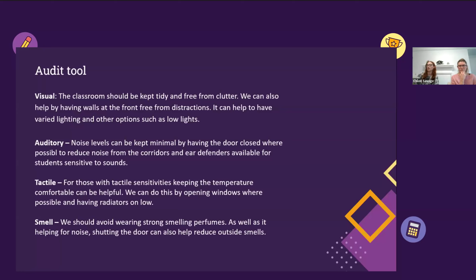As well as keeping the door closed again where we can, because not only does that help with noise, but it also keeps smells from outside coming in. For the taste sensors, there's not really anything we can do in the classrooms, but it's good to have varied meals at meal times where we can, like sandwiches, jacket potatoes, your regular main meals, just so that people who do struggle with taste have got a choice.